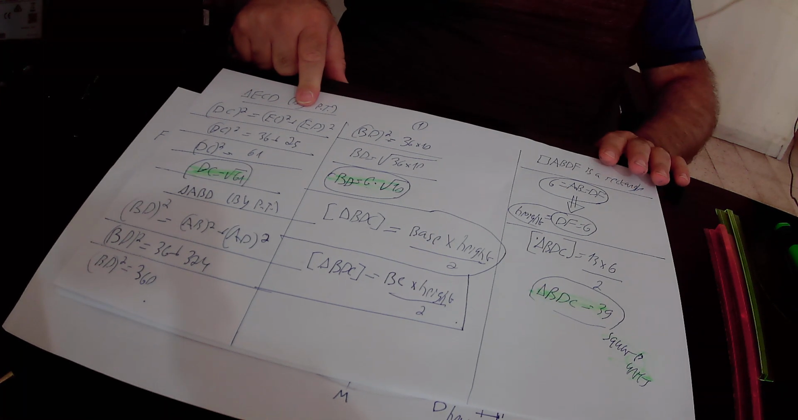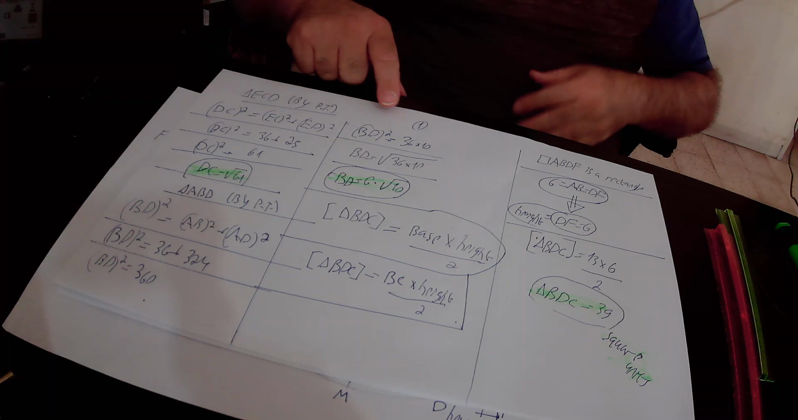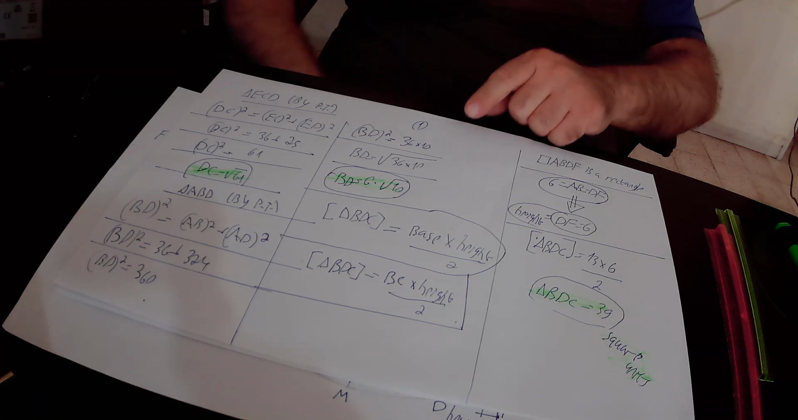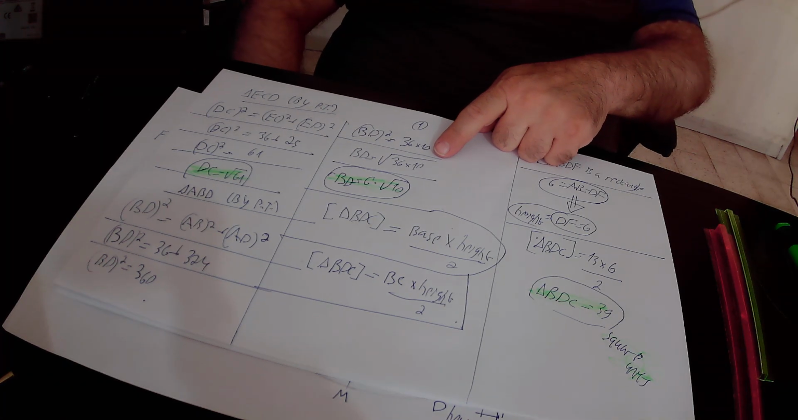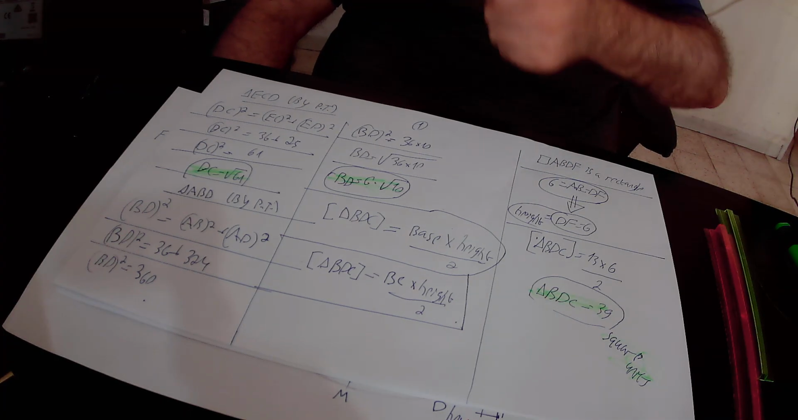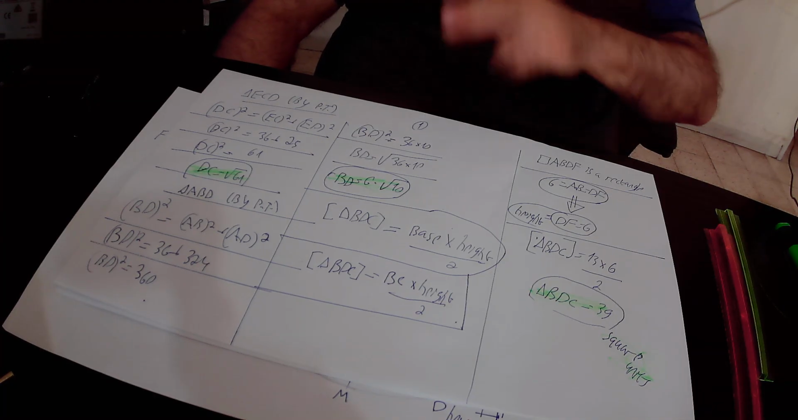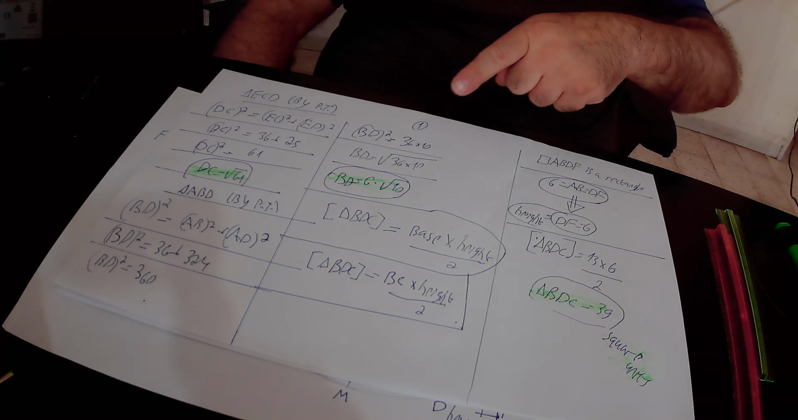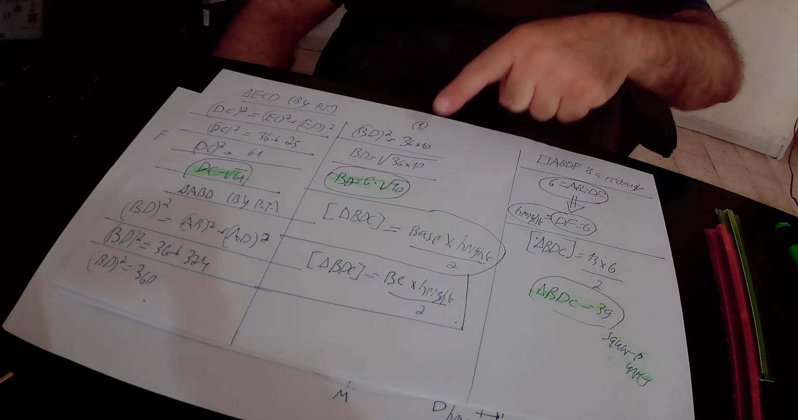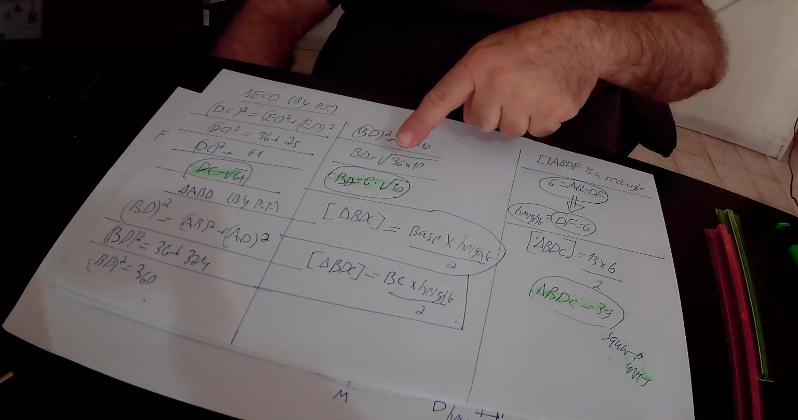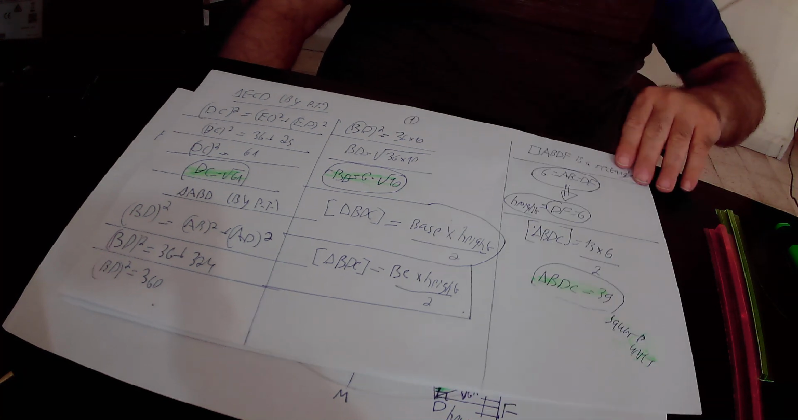Then we substituted 360 by 36 times 10. So BD square equals 36 times 10. Here we took the square root of this equation and found out that BD equals the square root of 36 times 10. The square root of 36 is 6. Therefore we can take 36 out of the root, and in conclusion we found out that BD equals 6 times, inside the square root we have only 10 left. So BD equals 6 times square root of 10 units.